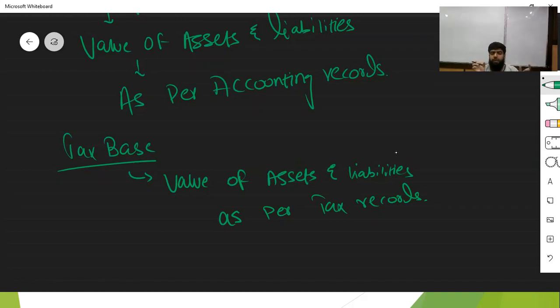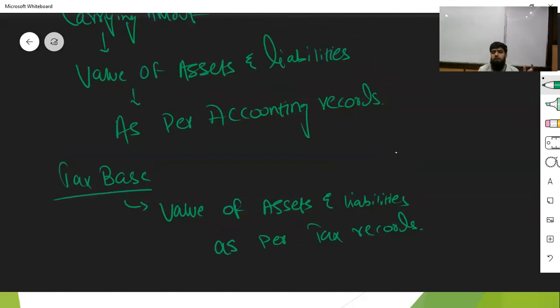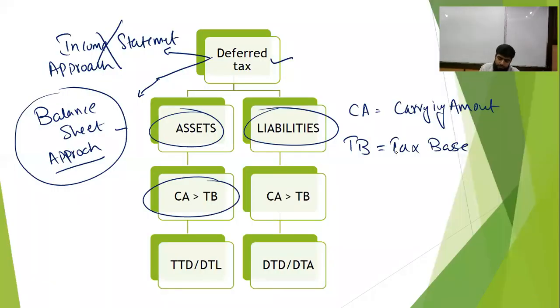It means the value of asset and liability as per accounting record is known as carrying amount, and the value of asset and liability as per tax record is known as tax base. So that is the difference between the carrying amount and the tax base. Now what IAS 12 says is that if the carrying amount of an asset is greater than the tax base of an asset, it will be recorded as a taxable temporary difference.